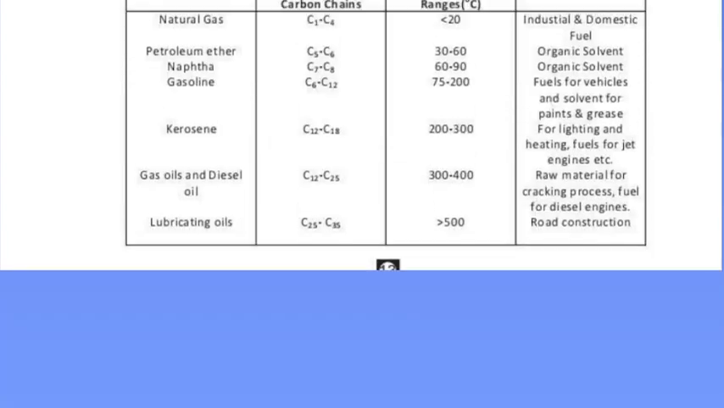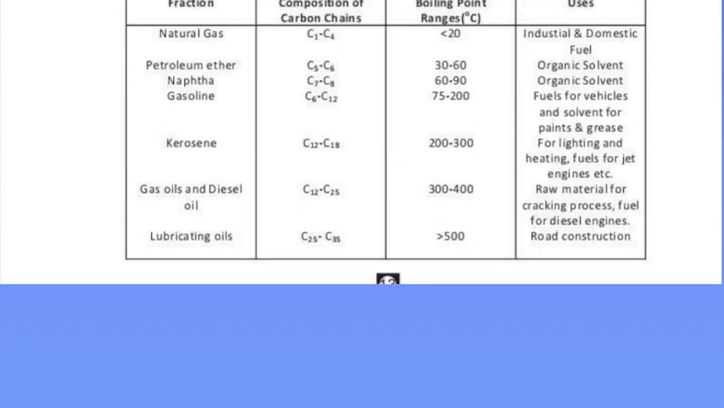The next one we're going to consider is light gas oil or diesel oil. The diesel oil or light gas oil has 12 to 25 carbon atoms, and the distillation temperature is about 300 to 400 degrees Celsius. It is used as a raw material for the cracking process and also serves as fuel for diesel engines.